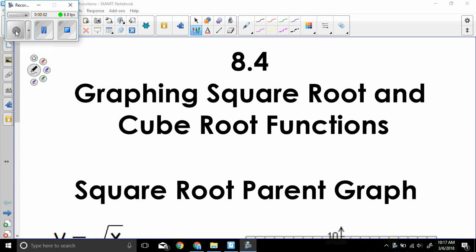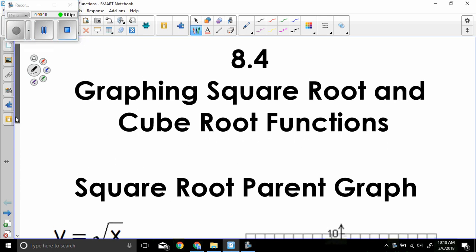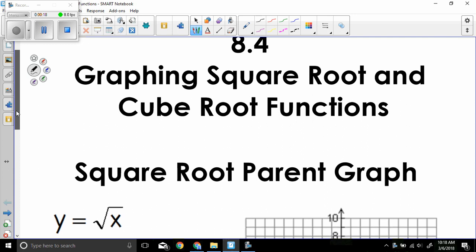All right, Algebra 2 students, what we're going to work on today is section 8.4, graphing square root and cube root functions. This is the final section of chapter 8. We're going back to graphing techniques here.